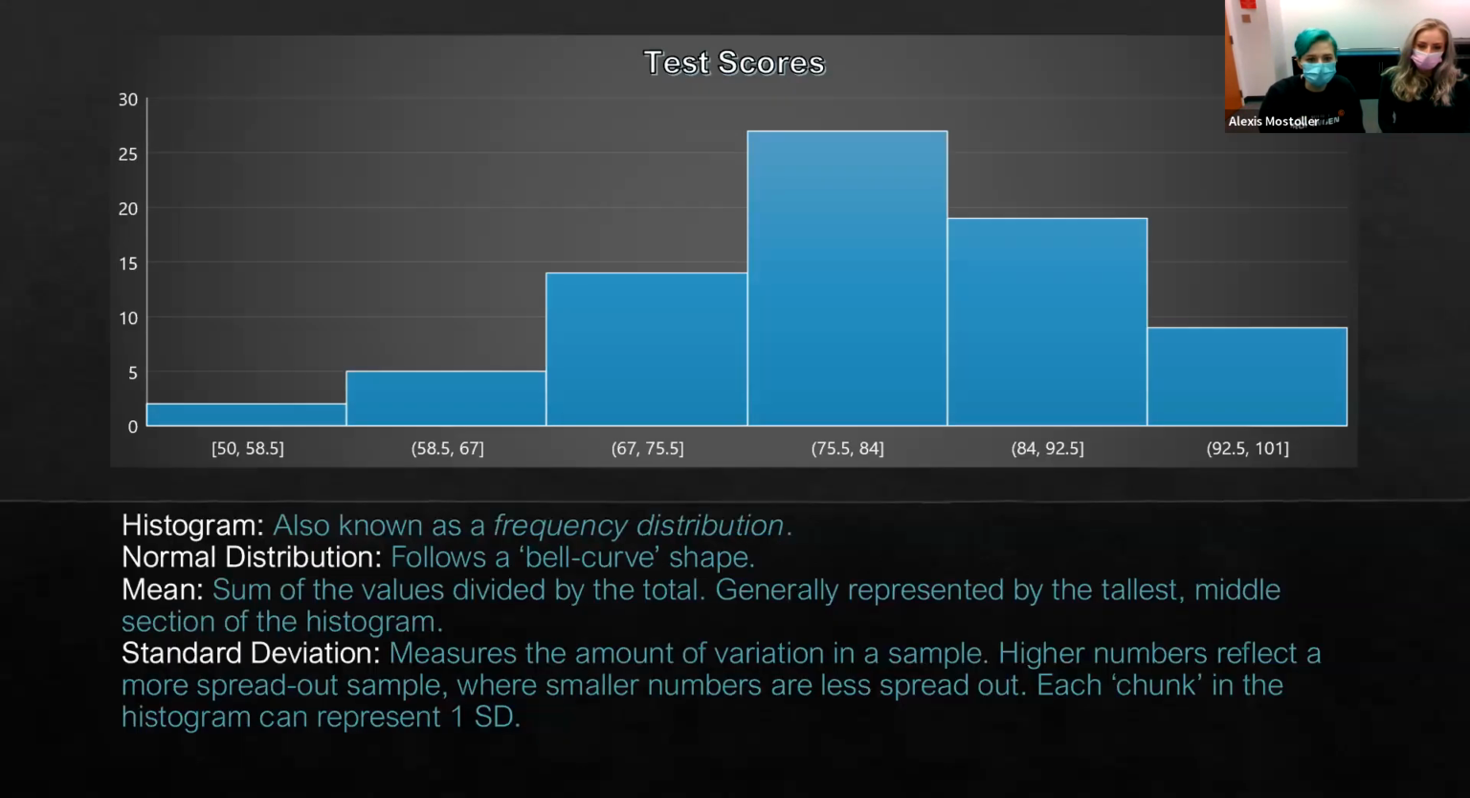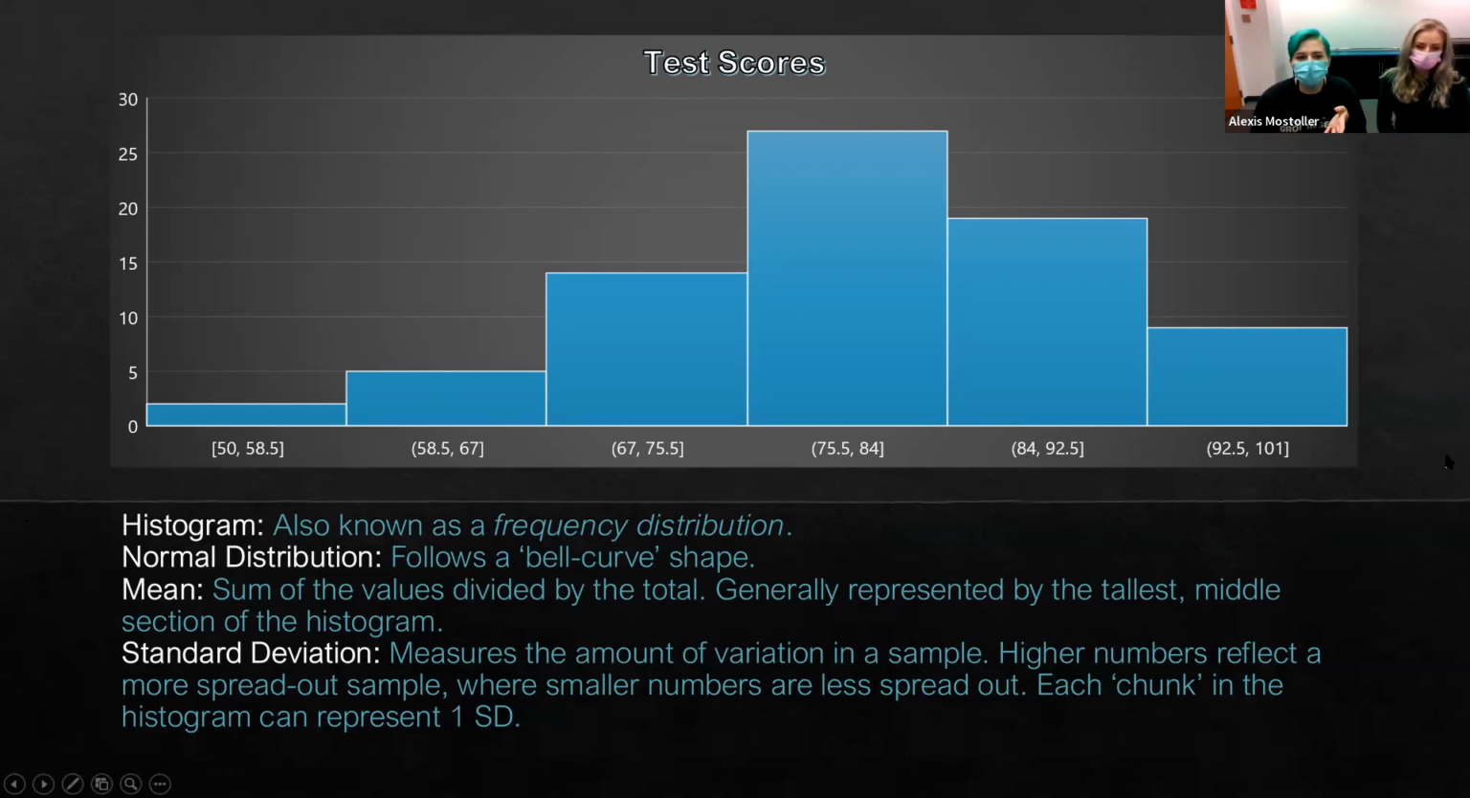So we are going to start right here. This is an image of just your basic histogram. I just wanted to cover the different parts of the histogram because it can provide a really helpful visual for understanding what's going on when we're doing statistics. This is also known as a frequency distribution.